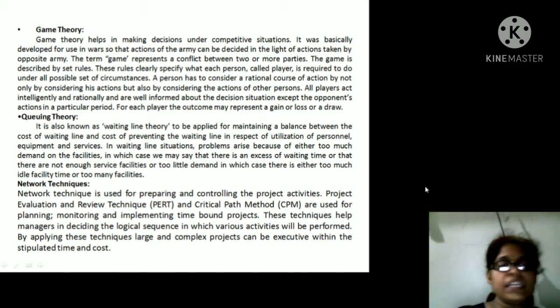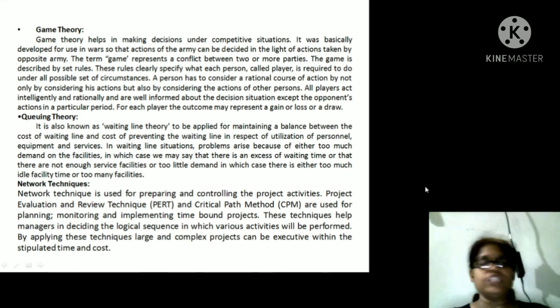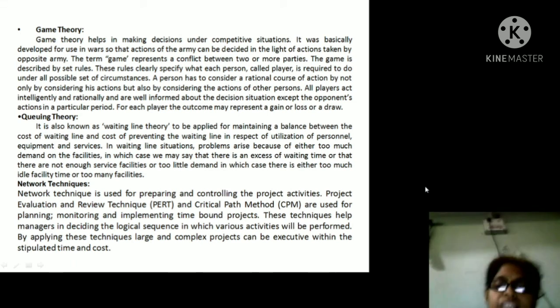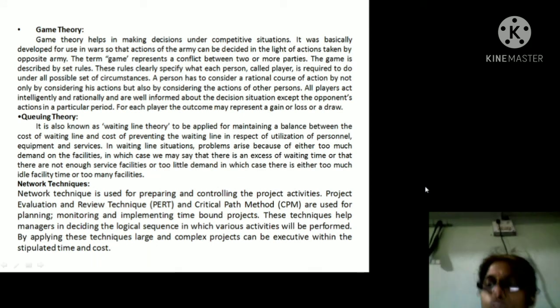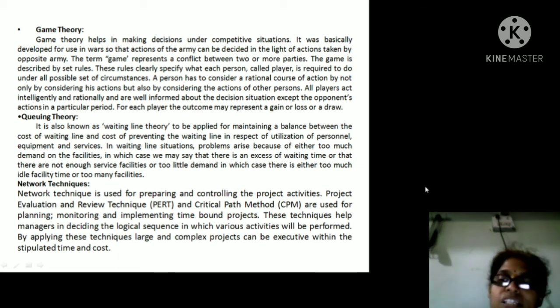So these techniques help managers in deciding the logical sequence in which various activities will be performed. By applying these techniques, large and complex projects can be executed within the stipulated time period and cost. Here you have to remember the example of the road project. In one year they have to complete 50 kilometers, maybe 100 kilometers. Now how will they monitor, how will they implement, how will they take decisions, how will they review their program continuously to achieve their set target of road construction of 100 kilometers? So this is the network technique.